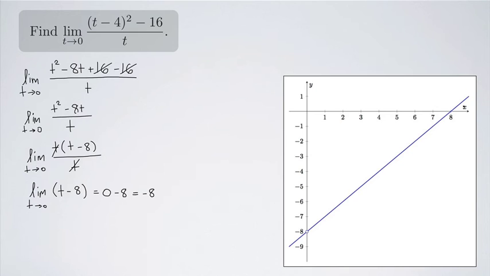I should actually say this is not my x-axis, this is my t-axis right here. And we see a hole right here, and as the value of t approaches 0 from the left, we approach negative 8, and as we approach 0 from the right, we approach negative 8, so the limit is negative 8.